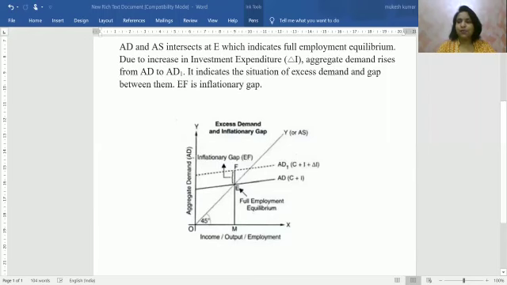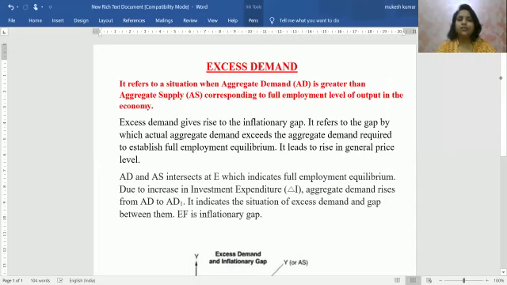In today's class, we are going to study about the condition of excess demand in an economy. So let us study what is excess demand. Excess demand refers to a situation when aggregate demand is greater than the aggregate supply corresponding to full employment level of output in the economy.